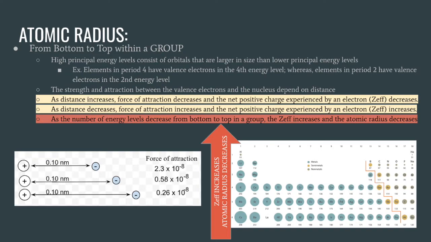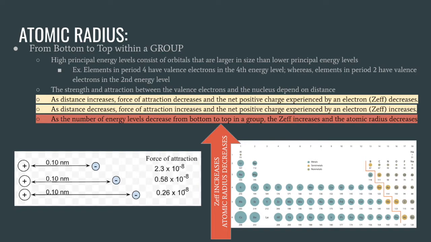And the net positive charge experienced by the electron, the ZEFF, is going to decrease because it's further away from the protons. We can also say then, as distance decreases, so if I were to put them closer to one another, the force of attraction should increase, and the net positive charge experienced by the electron, its ZEFF, should increase as well.